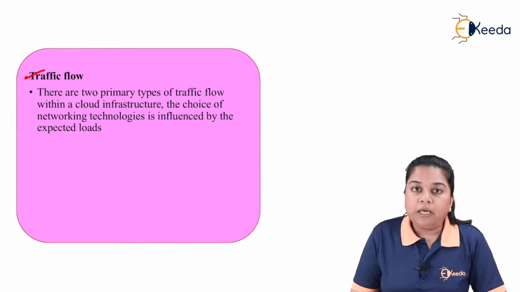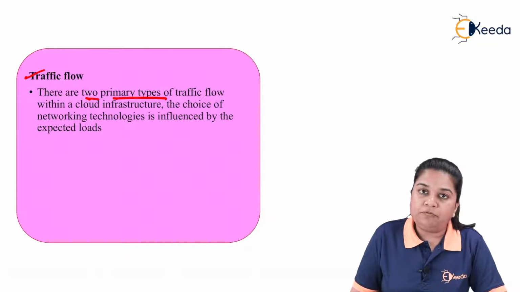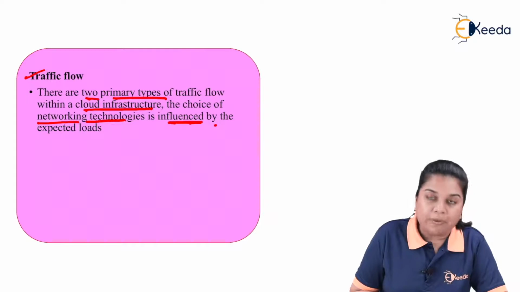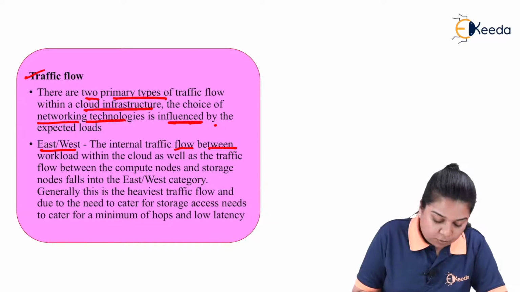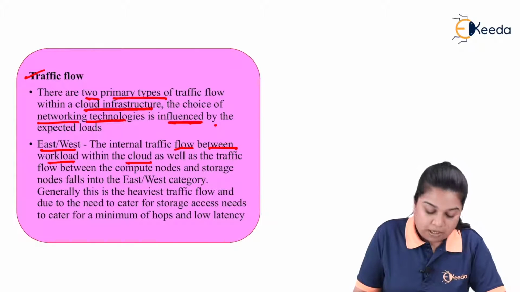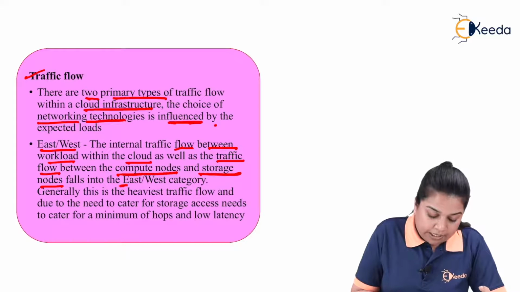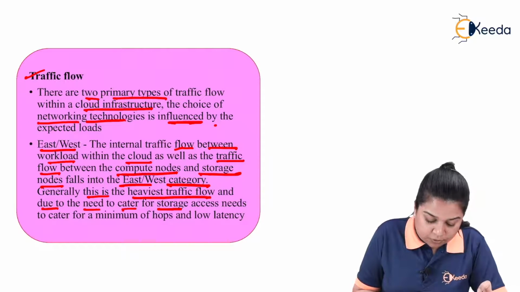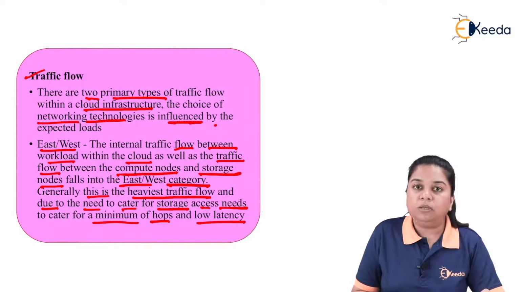Now another one in networking concepts is traffic flow. There are two primary types of traffic flow within a cloud infrastructure. The choice of networking technologies is influenced by the expected load. First, east-west. The internal traffic flows between workloads within the cloud as well as the traffic flow between the compute nodes and storage nodes fall into the east-west category. Here, generally, this is the heaviest traffic flow, and due to the need to cater for storage access, needs to cater for a minimum of hops and low latency.